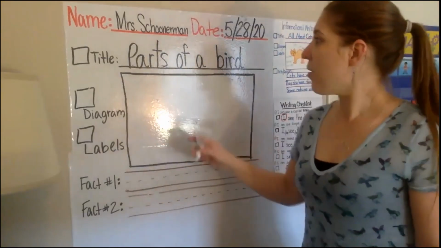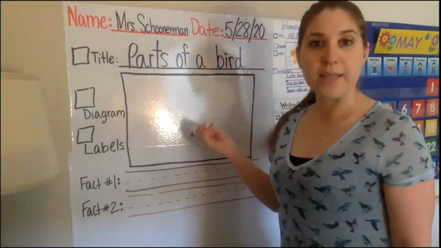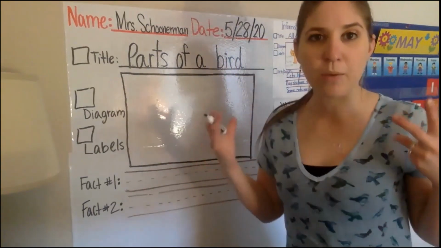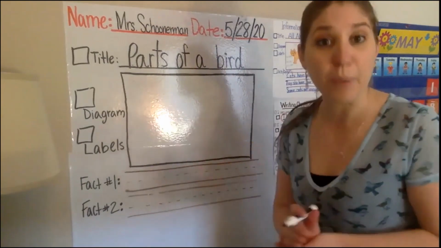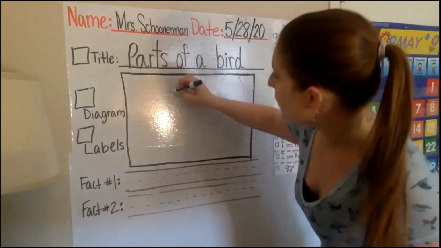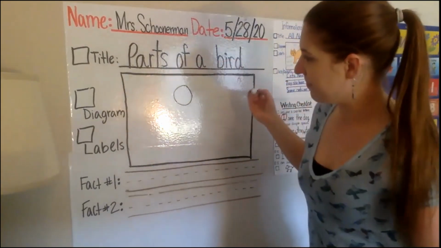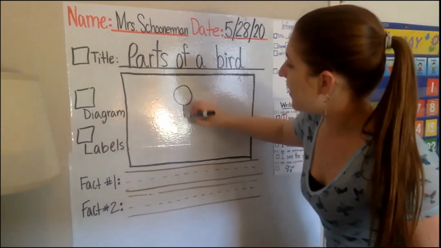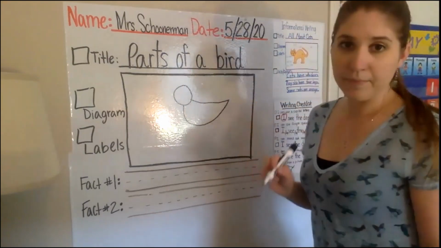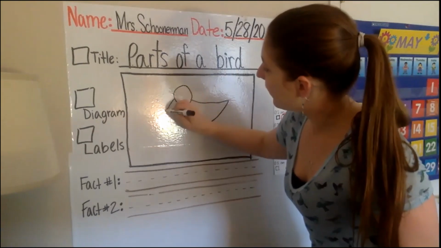Okay. Now, here's our title. We're finished with that. Now, the next thing we need to do is draw the diagram, draw a picture. Now, if this is parts of a bird, we want to make sure that we're drawing a picture that shows the different parts of a bird. So we heard the parts of a bird. The bird has a head, and the bird has a body. Birds have a beak.